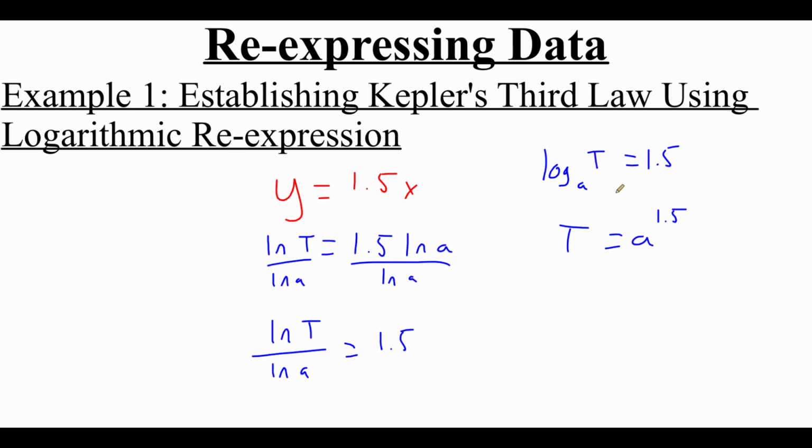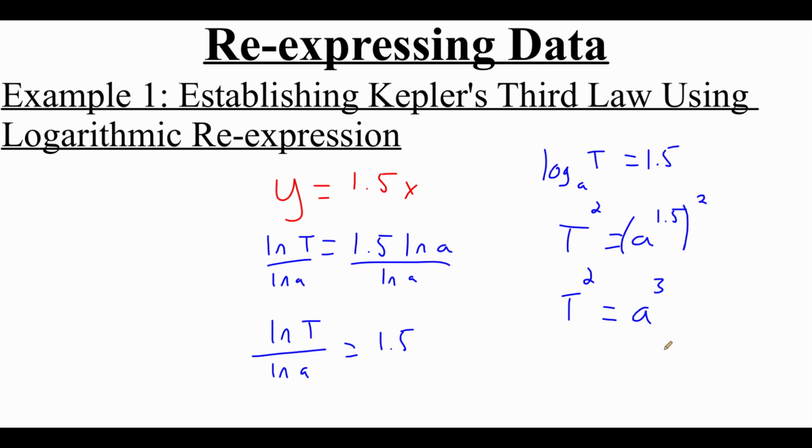Now I'm going to square both sides. On the right-hand side, when we square A to the 1.5 power, you multiply those exponents together, so that becomes A cubed. And on the left-hand side, when we take T and square it, we just get T squared. This is actually Kepler's third law, which says the square of the orbital period is equal to the cube of the average distance away from the sun.